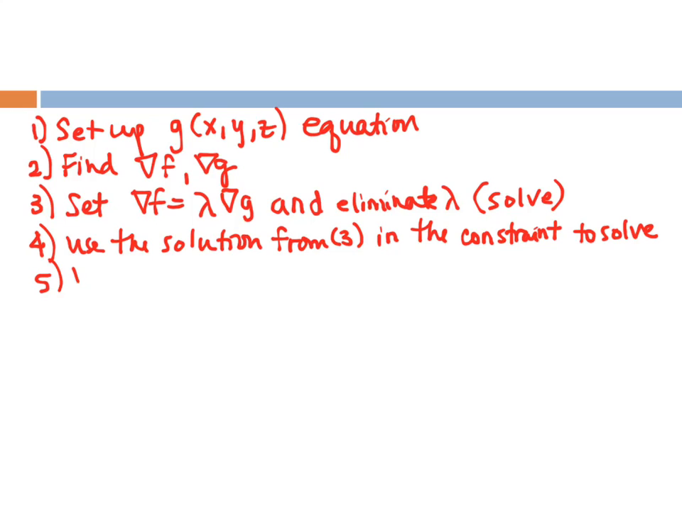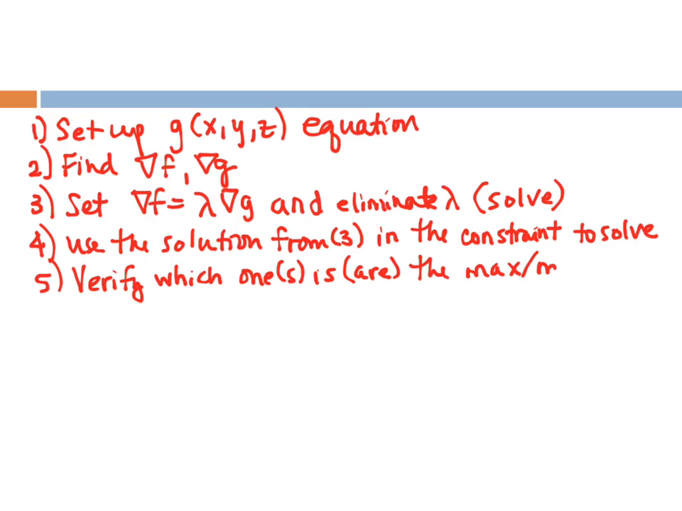And then number 5 is to verify which one or ones is or are the max-min. We may have more than one solution. We need to figure out which one actually is the solution to the actual problem, not just satisfies the conditions up to that point.